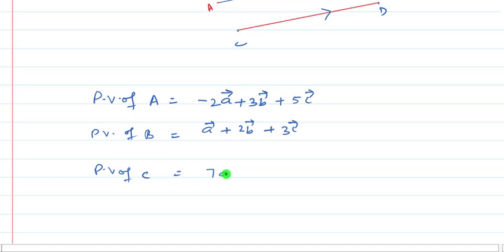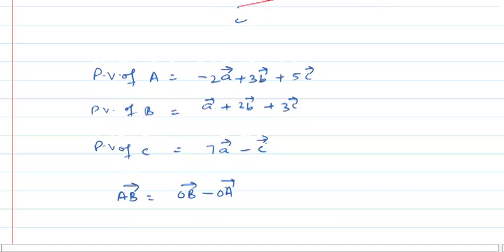So the position vector of C is 7A vector minus C vector. As I just told you, we need to find out whether there is a relation between AB and BC with lambda times or not. So let me calculate vector AB. And we know that vector AB is OB minus OA.